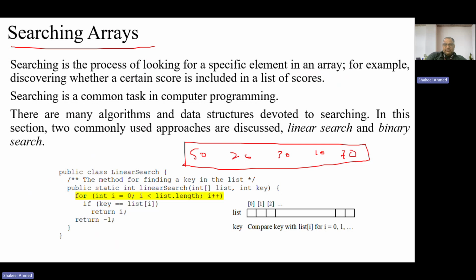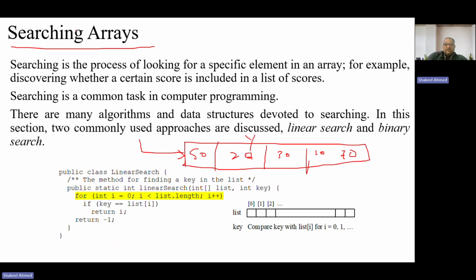Say I am specifically looking for some value in the array. Does it exist or not? Say, for example, I am looking for 20. So I start from the first array index, 0. Is it equal to 20? No. Is this equal to 20? Yes, this is equal to 20. I have found that element at a particular index.